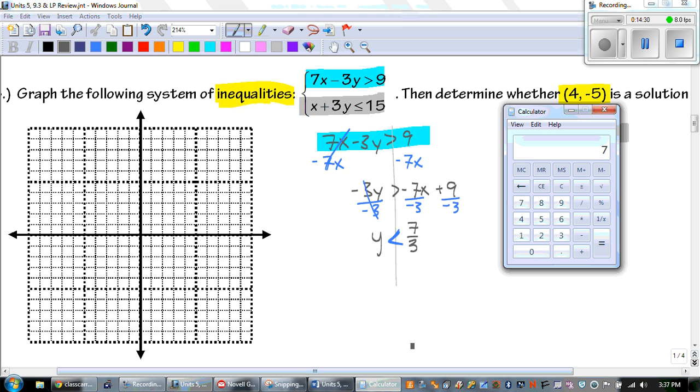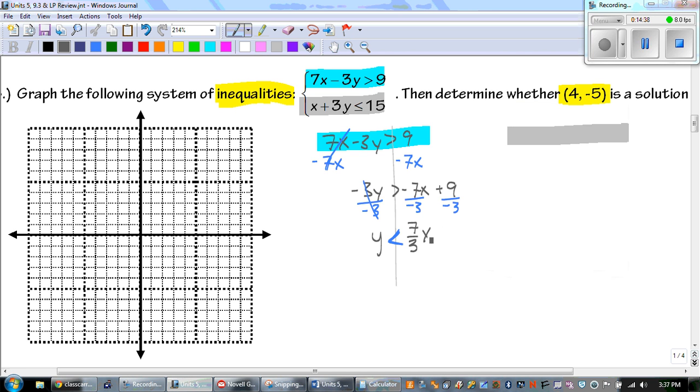Just because you have a calculator does not mean you get to do 7 divided by 3 and write, oh, it's 2.333. That doesn't help you guys, especially with graphing. Okay? So 7/3 x minus 3. Okay, so let's graph this.